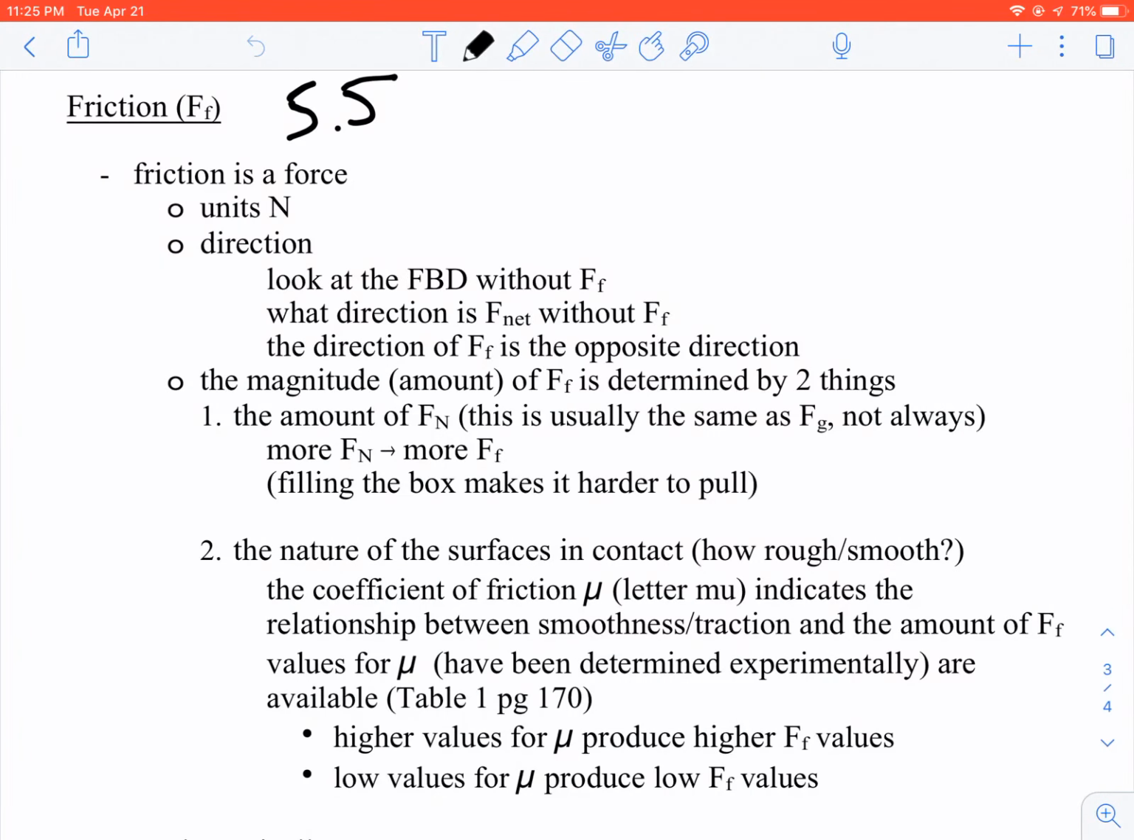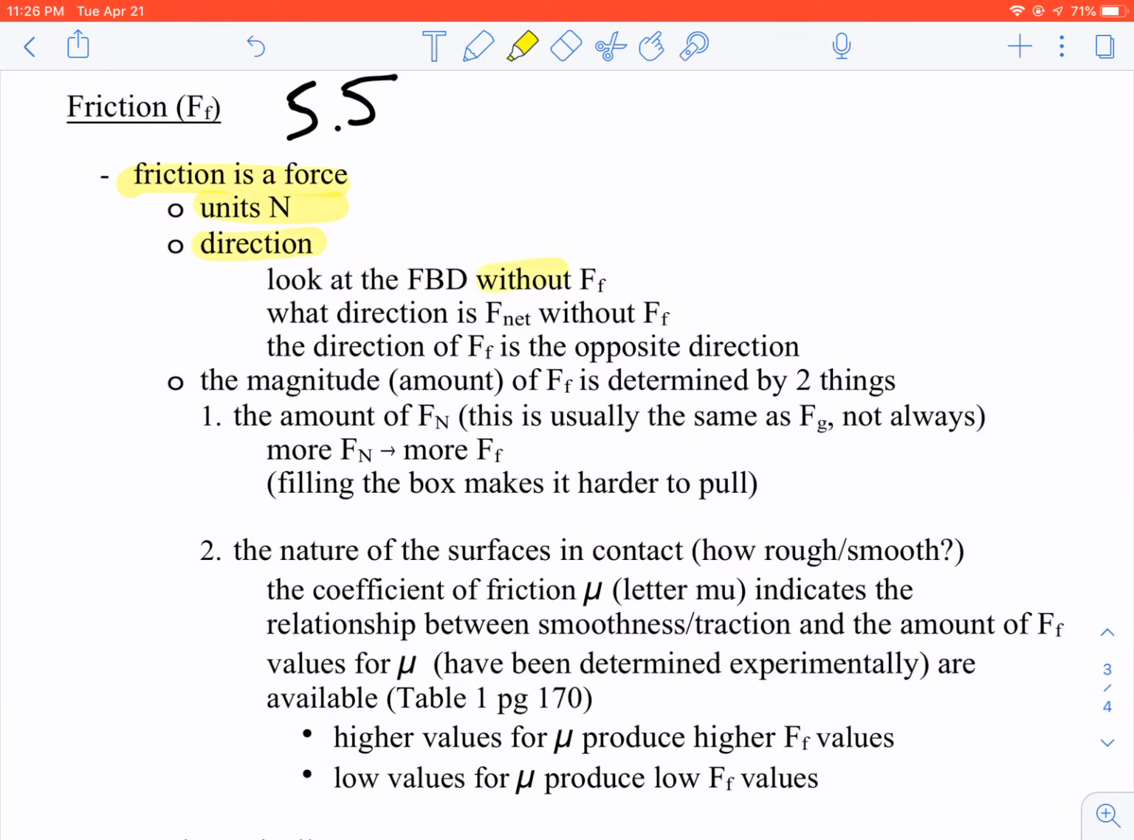So section 5.5 in our textbook talks about frictional forces. Friction is a force, and it has direction. When I'm looking at the direction for a frictional force, the direction always says, look at the picture and pretend there was no friction. If there's no friction, what direction is that object going to move? Once you know what direction that is, friction is in the opposite direction. That's how you have to determine the direction for friction.